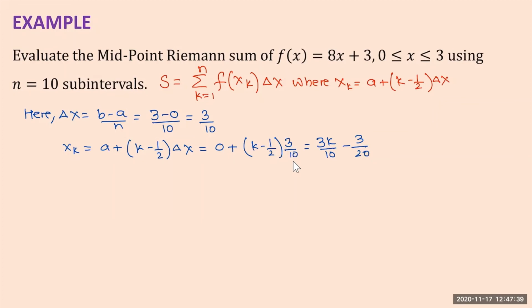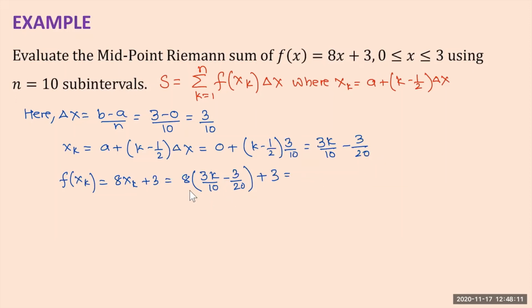Once you have x k, you can find f of x k. f of x is 8x plus 3, so f of x k will be 8 x k plus 3. So let's plug in. x k is this one here, which is 3k over 10 minus 3 over 20, plus 3. Now we can simplify that.